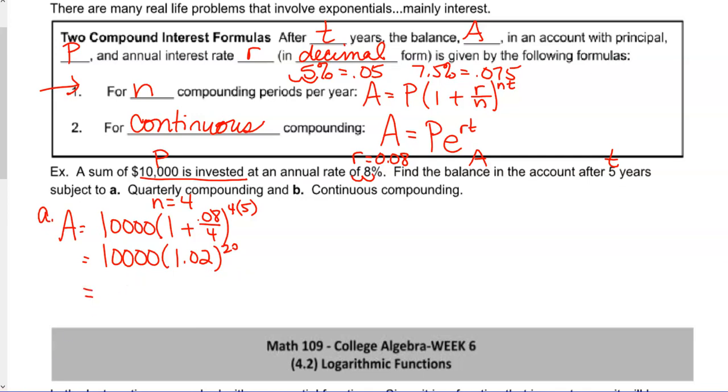So do 1.02, your caret or your x to the y, to the 20, hit equals, and times that by 10,000. You should get $14,859.47. So that's how much, if you were to compound it quarterly, would be in your account. You would make almost $5,000 in 5 years.